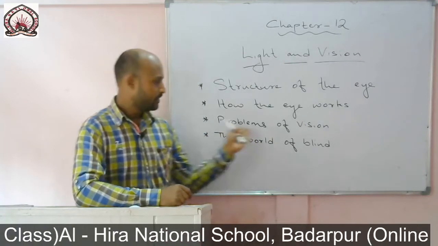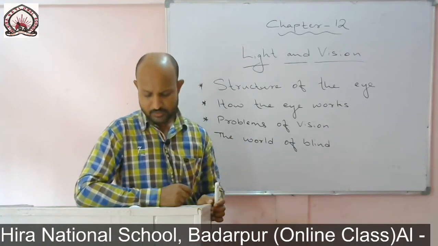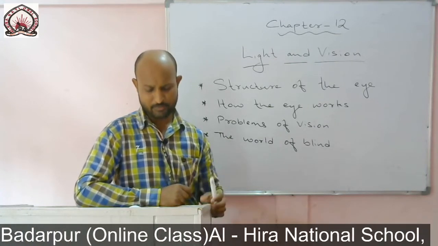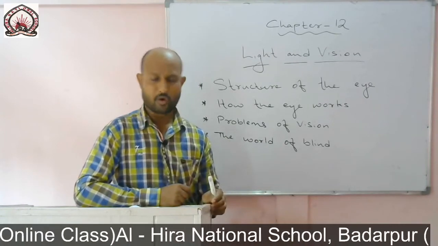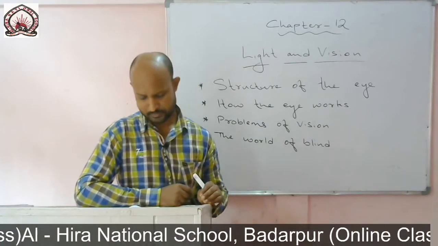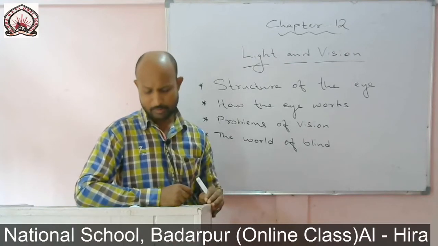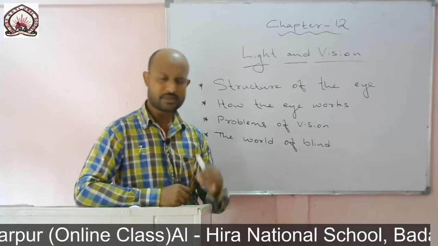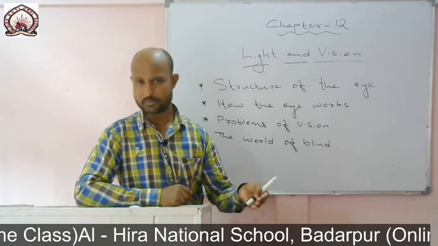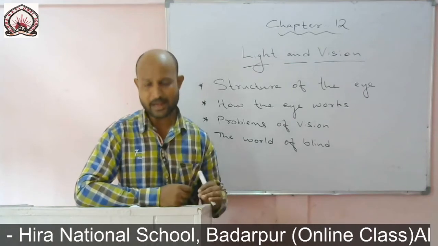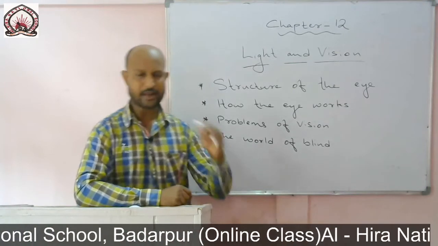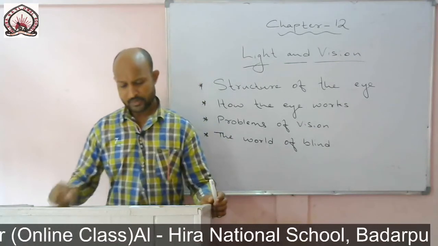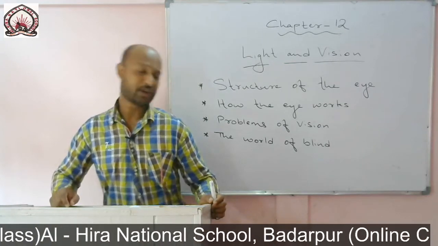Our next problem regarding vision, which is given here, is hypermetropia. Hypermetropia is again another type of problem or disease related to vision. A person with hypermetropia, or we can also call it farsightedness, has the eyesight to see distant objects clearly, but he is unable to see nearby objects. And the disease called hypermetropia or farsightedness is caused by the shortening of the eyeball.